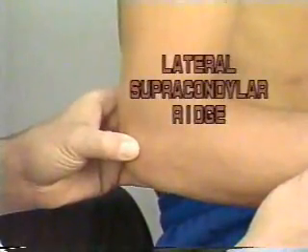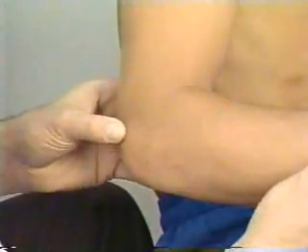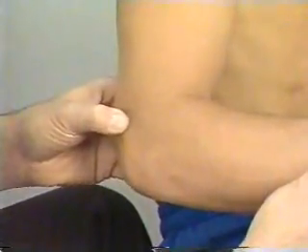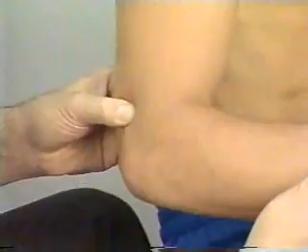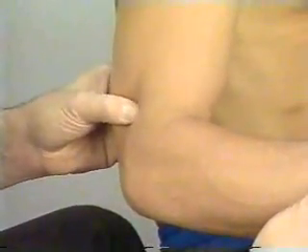Lateral supracondylar ridge. Palpate proximally to the lateral epicondyle, and the examiner can appreciate a sharp edge on the lateral aspect of the humerus, known as the lateral supracondylar ridge.